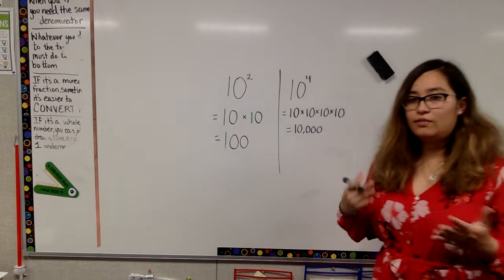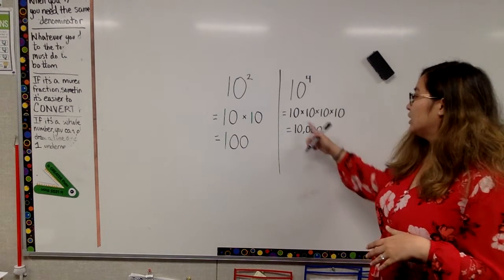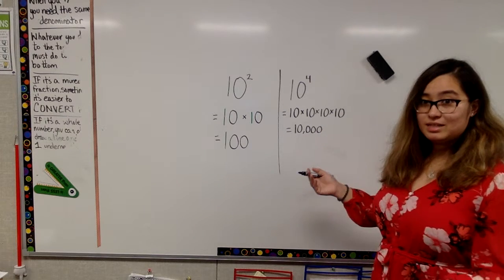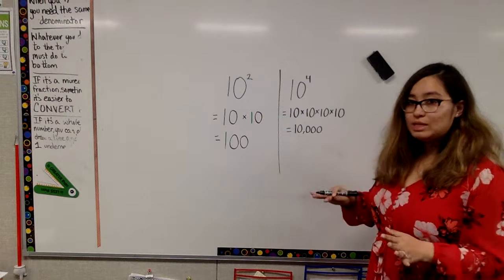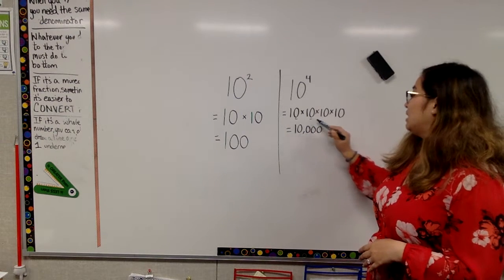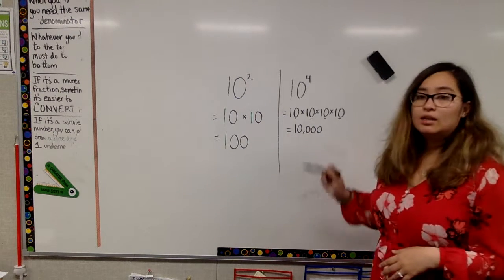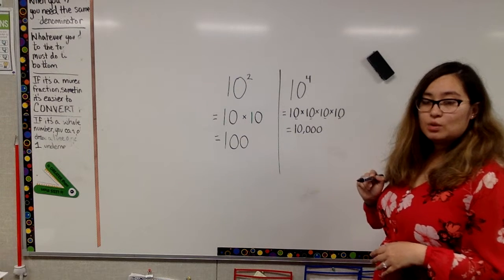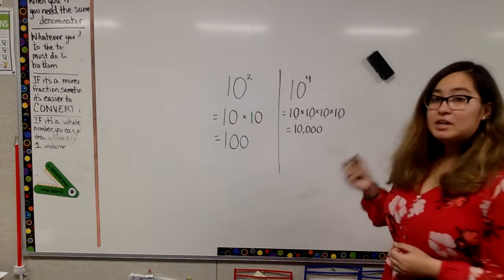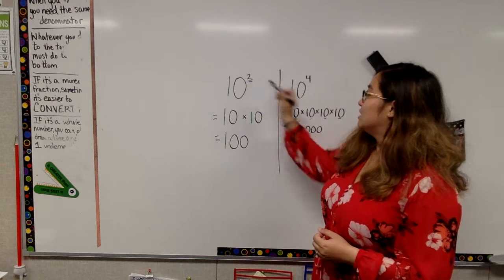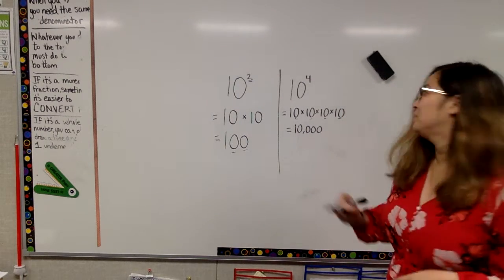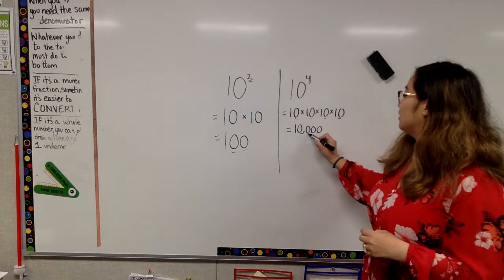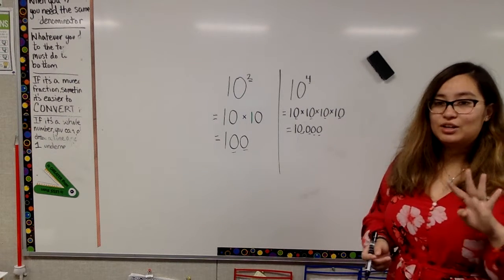Now you may ask yourself, how am I able to calculate this so quickly in my head? Is it because I'm a teacher? No. The trick is, only with 10, however many zeros you see is however many zeros there will be in the answer. Another neat trick is, you see this 2? How many zeros are in your answer? 2. The exponent is 4. How many zeros in your answer? 4.